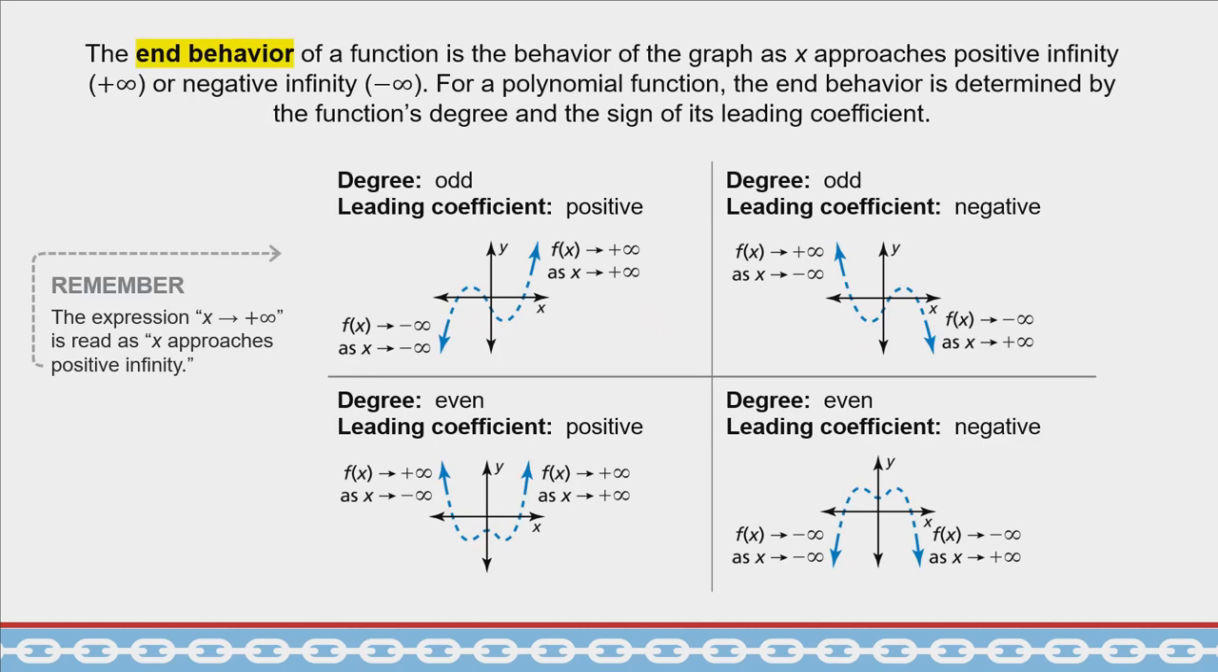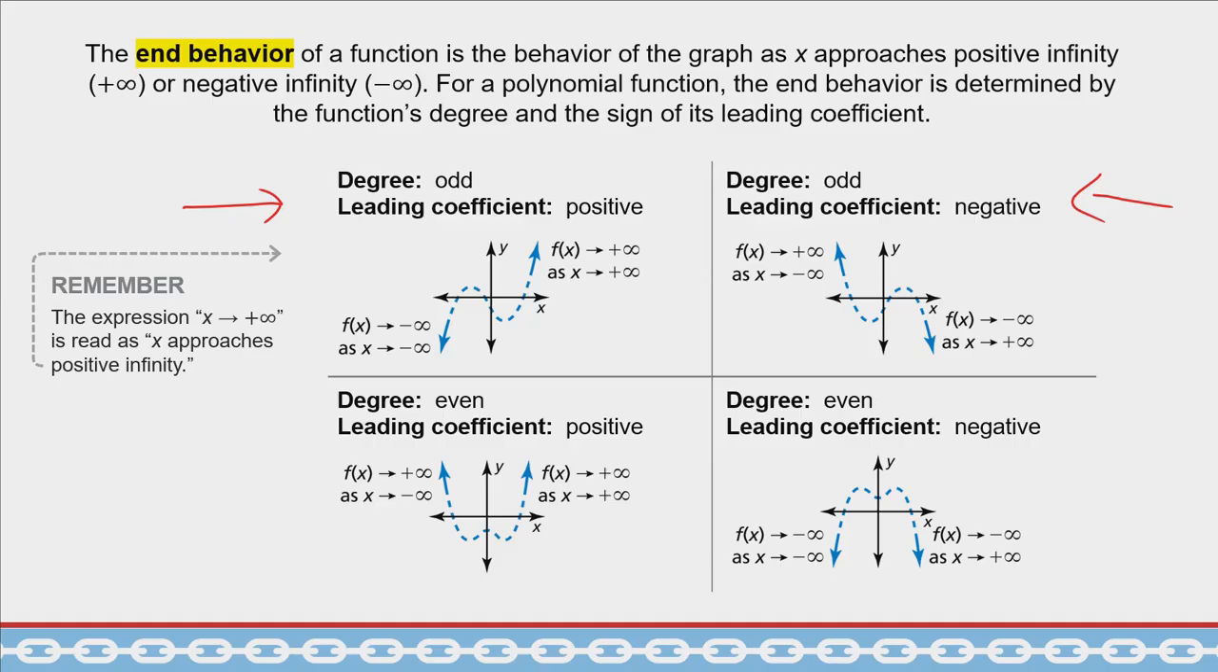Talking about end behavior, the end behavior of a function is the behavior of the graph as x approaches positive infinity or negative infinity. For a polynomial function, the end behavior is determined by the function's degree and the sign of its leading coefficient. Right, so they all follow this pattern. Right, if we have an odd degree, that's the top part of our graph here. So odd degree polynomials. If your leading coefficient is positive, your end behavior kind of follows this pattern.